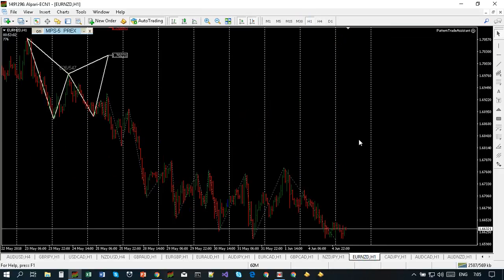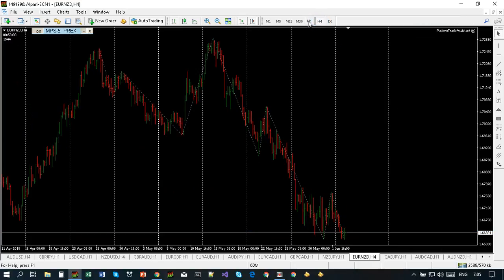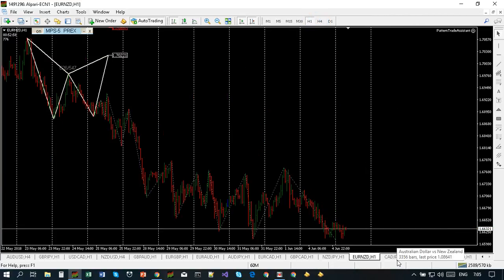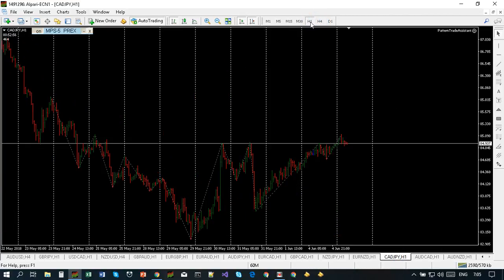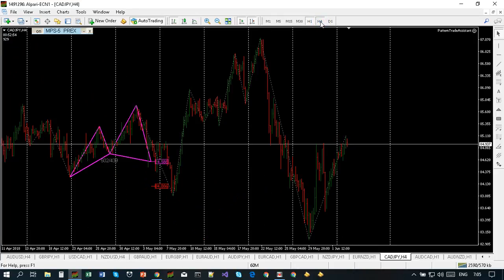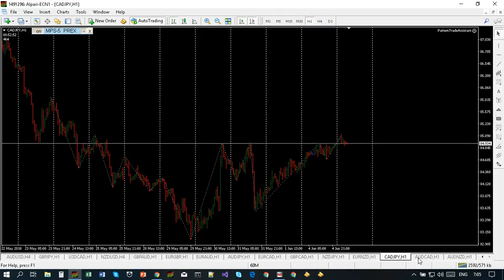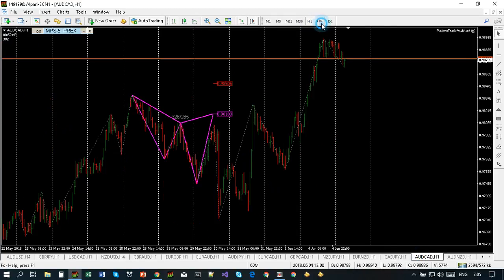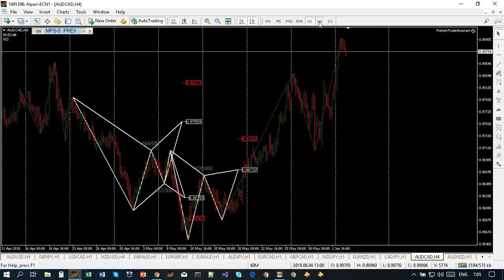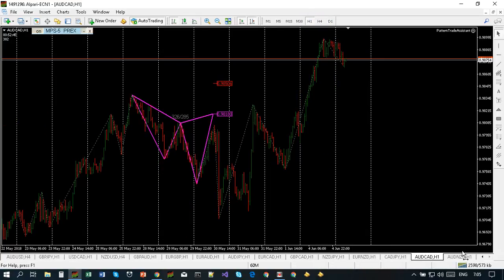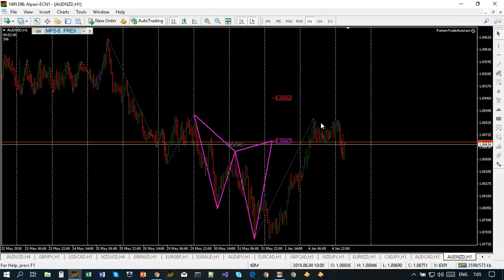Okay, going to Euro New Zealand. 1 hour, 4 hour, nothing is there. Canada Yen, 1 hour, 4 hour, nothing is here. Aussie Canadian, 1 hour, 4 hour, nothing is there. And Aussie New Zealand, this one is the trade that I took yesterday.